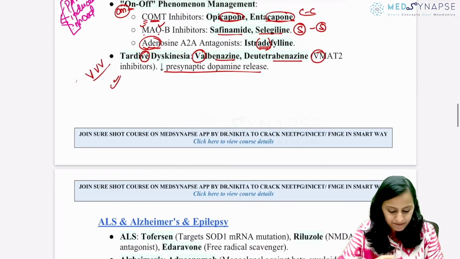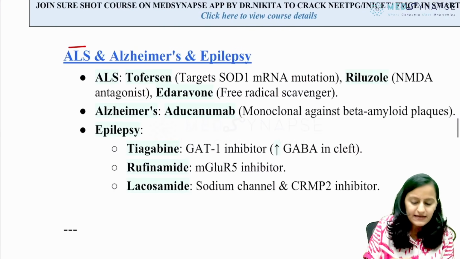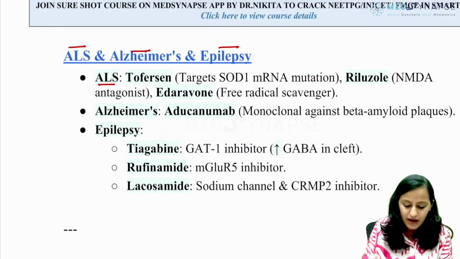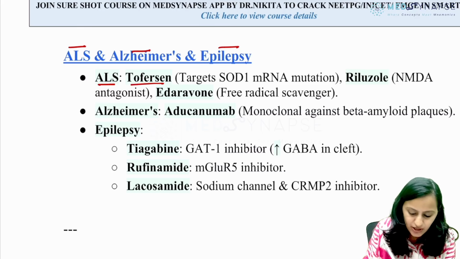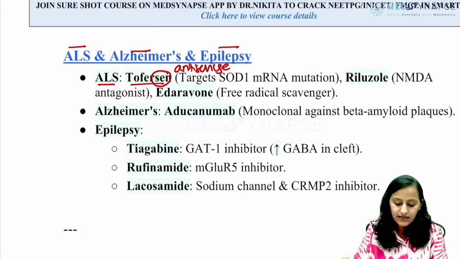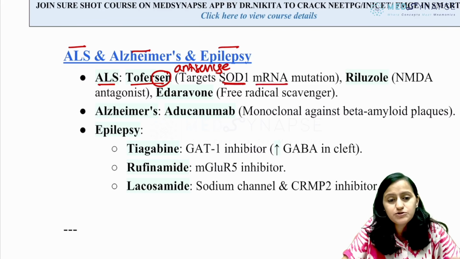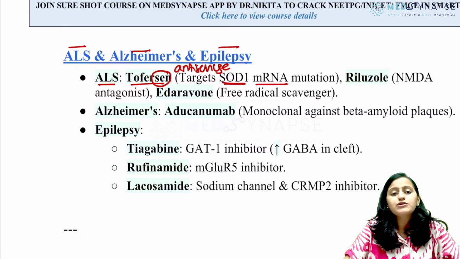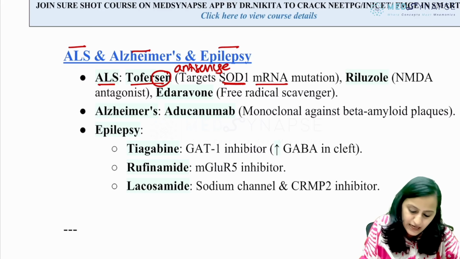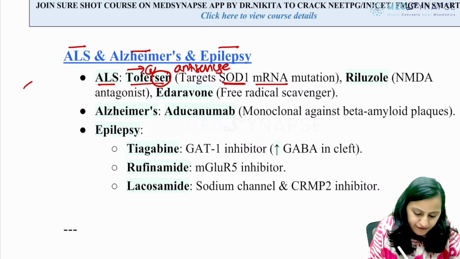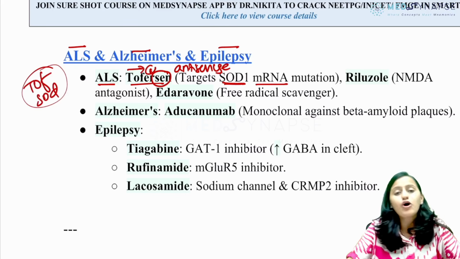Tardive dyskinesia. Then you have ALS, amyotrophic lateral sclerosis, Alzheimer's and epilepsy drugs. For ALS, you have a new drug, tofersen, where SEN is your antisense oligonucleotide, which is targeting SOD1 mRNA mutation. Okay, SOD, superoxide dismutase. So remember tofersen, ALS, SOD1, SEN is your antisense oligonucleotide. R for this RNA mutation, SOD. Okay, so TOF, SOD. So that is TOF and SOD.